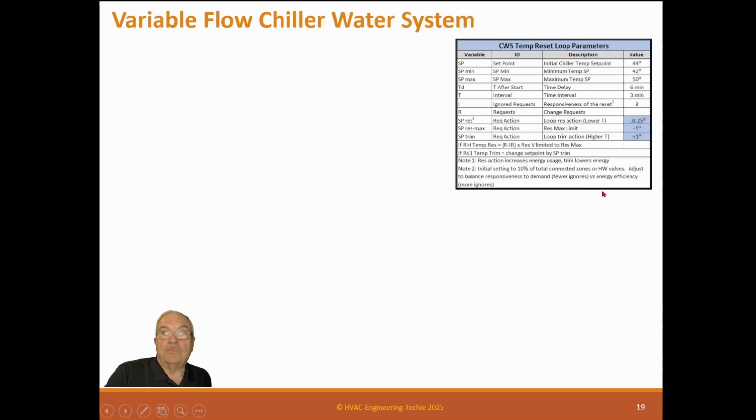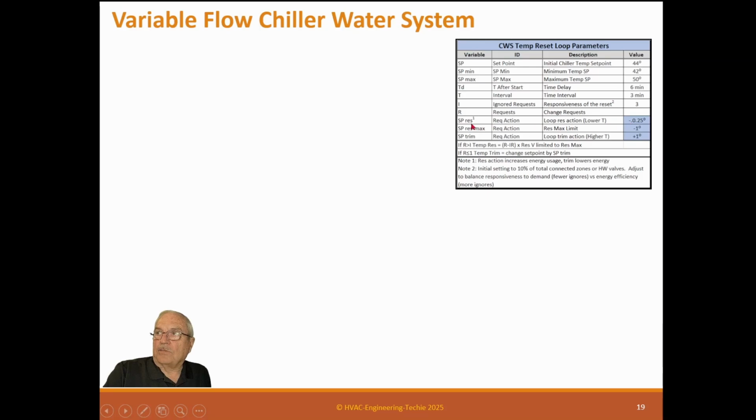And then here are the reset parameters. For temperature, we're at a 44 degree set point. We have a minimum of 42 and maximum of 50. Our time delay is 6 minutes again. Our time interval is 3 minutes. This loop is going to look every 3 minutes. We have an ignored request of 3, and this is 10% of our connected load. We have 30 valves, so it's 3.